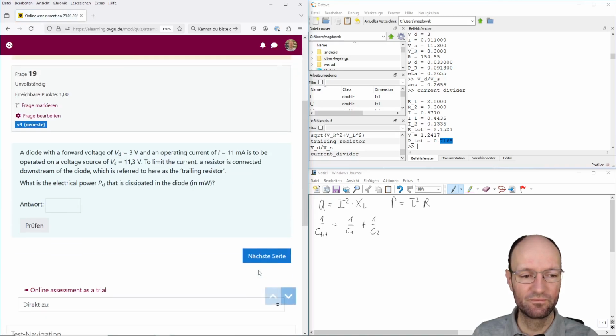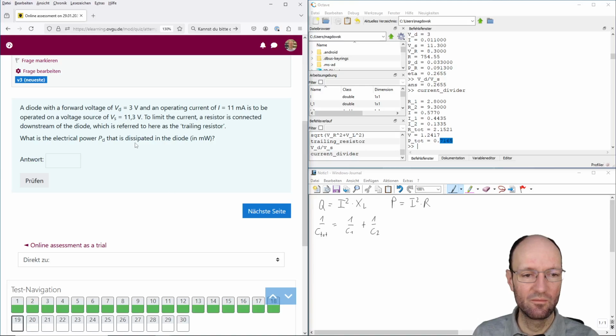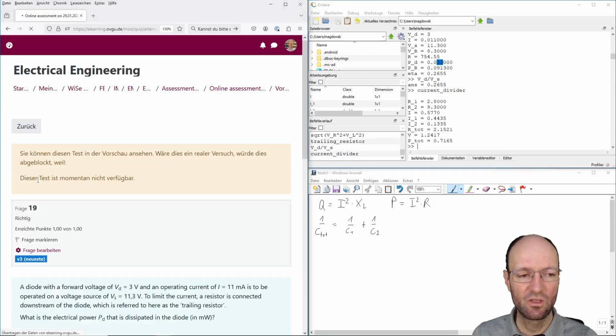Next question. The diode circuit. What is the electrical power dissipated in the diode? We had already calculated this here, 33 milliwatt.